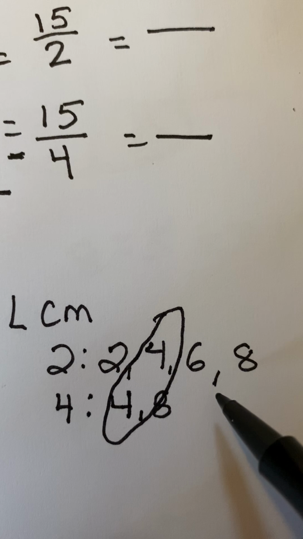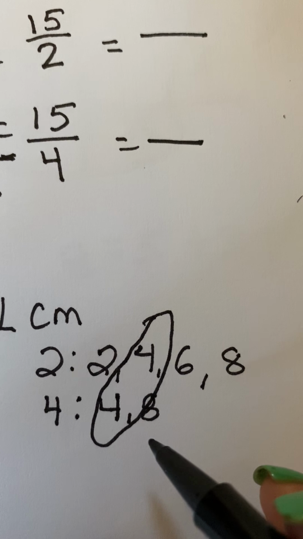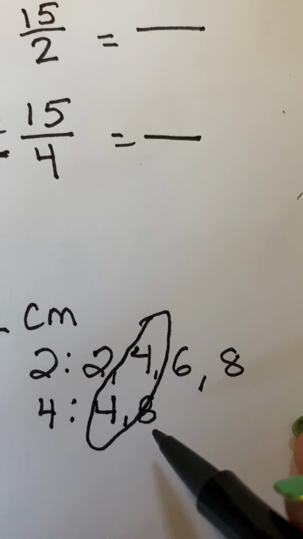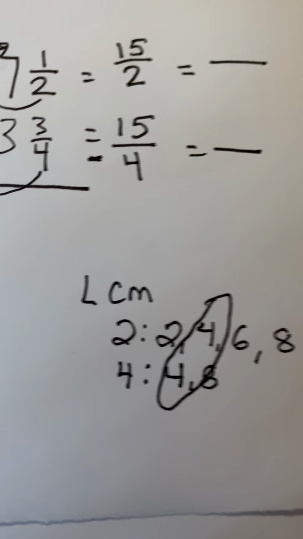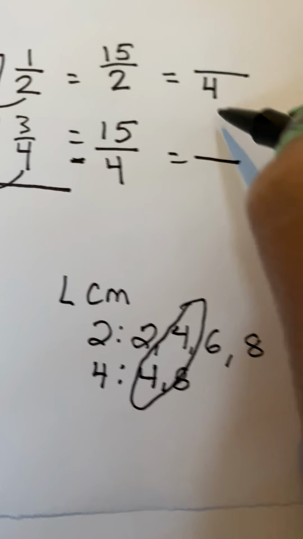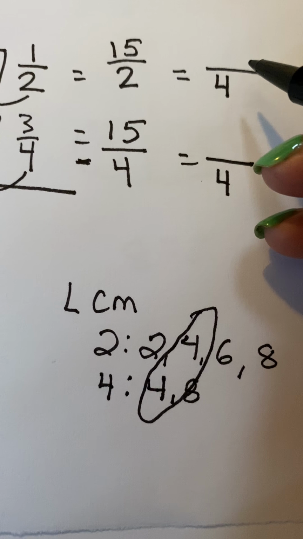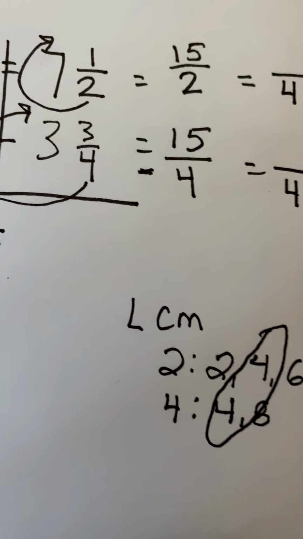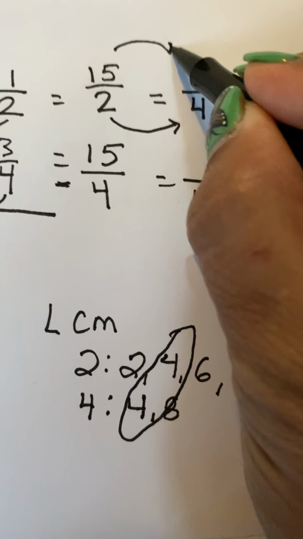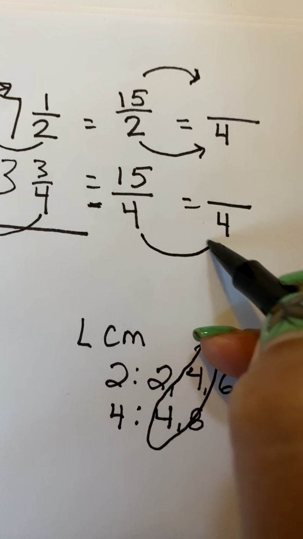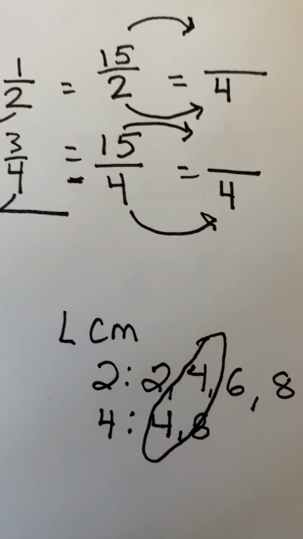You could use 8. 8 would actually be fine, but just know that in the end, when you have to simplify, it's better to go with the lower number. So we're going to use 4 as the least common multiple, which is now the common denominator for 2 and 4. And then using the arrow method, we're going to find the new numerators. Then we'll be ready to subtract.